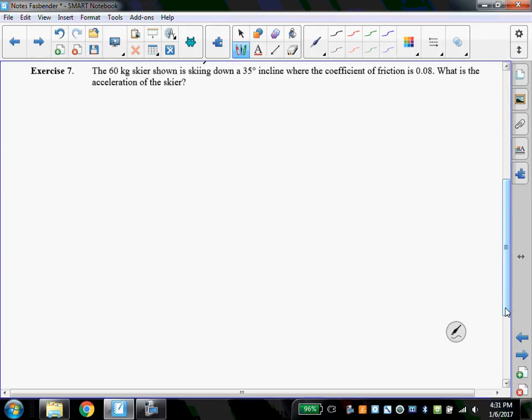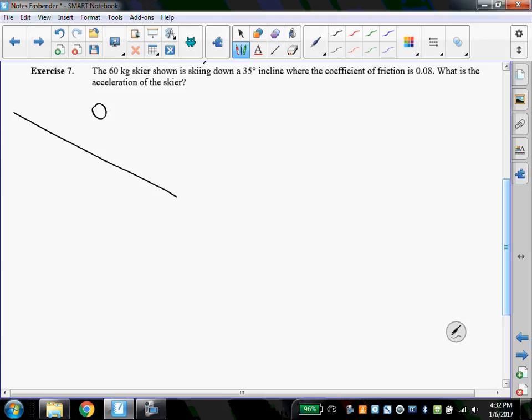Let's do the last example problem. A 60 kilogram skier is skiing down a 35 degree incline where the coefficient of friction is 0.08. What is the acceleration of the skier? Now this is a fairly complicated problem, so let's start by drawing a force diagram.